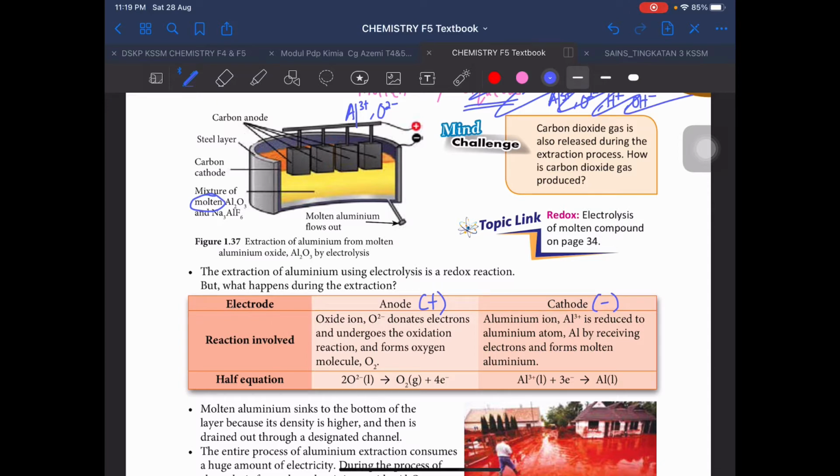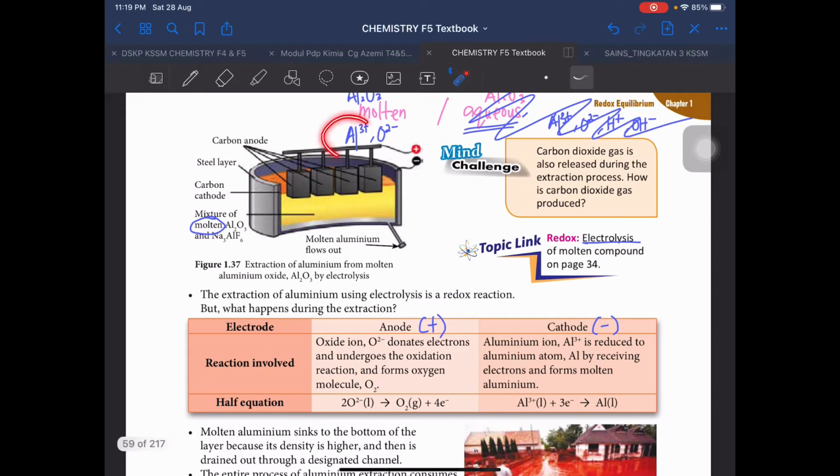For electrolysis, there is a battery, which is the source of electrical energy. So now let us look. The anode is positive. Which ions are going to be attracted? Of course, the oxide ions, because the negative ions will be attracted to the positive anode. So what happened in the anode?